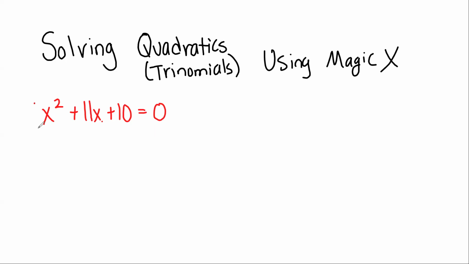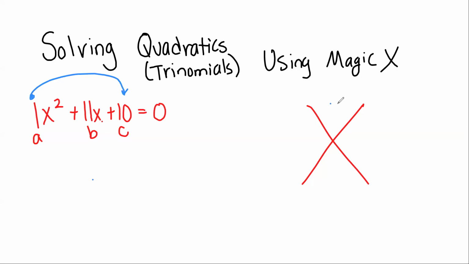There's a 1 here. I would recommend putting in that invisible 1. Here's our A, here's our B, here's our C. Make your magic X. So if you're not familiar with this method, go on my channel on the Algebra 1 or Algebra 2 playlist and watch the factoring with magic X. Watch that first if you're not familiar. You're going to do A times C, so that's going to be 10, and the middle number is 11. So this is always AC, and this is B. So that's why this is sometimes called the AC method. I call it the magic X method.